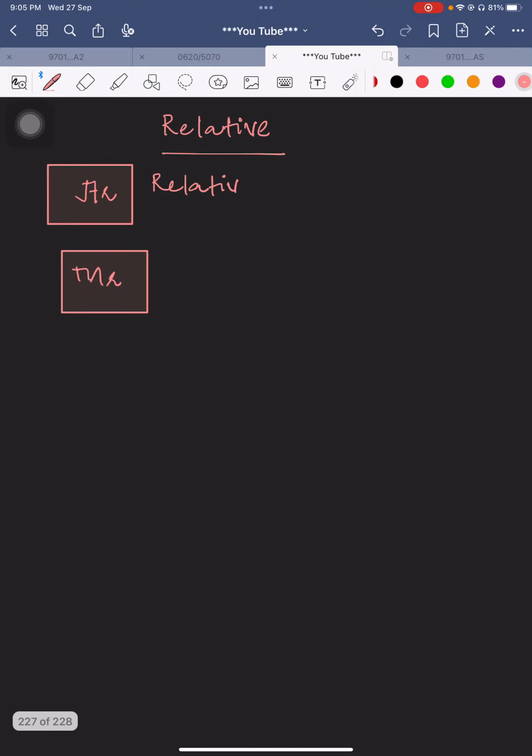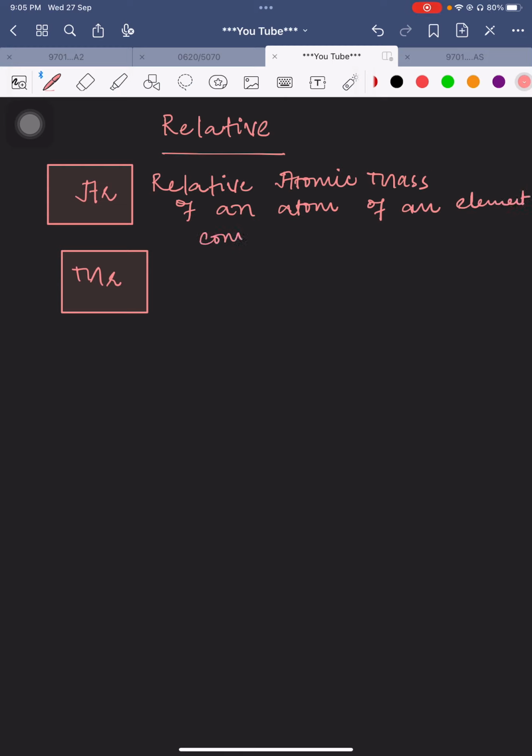What is AR? It is relative atomic mass. It is the relative atomic mass of an atom of an element compared with 1/12 of carbon 12, as the mass of an atom of an element is compared with 1/12 of the mass of carbon 12. Carbon 12 means that carbon having a mass of 12. Carbon has a mass of 12.